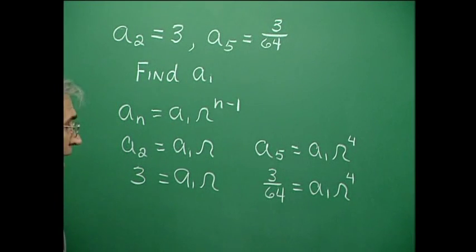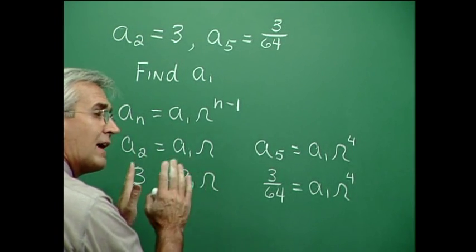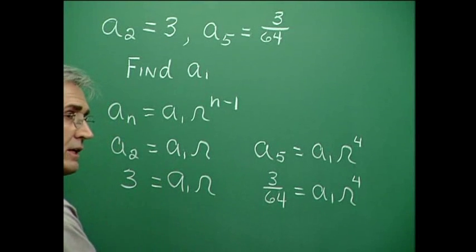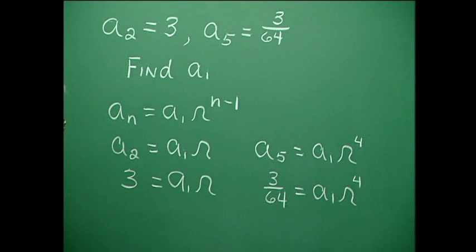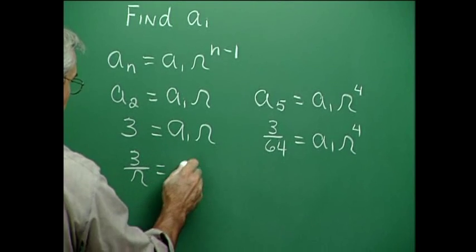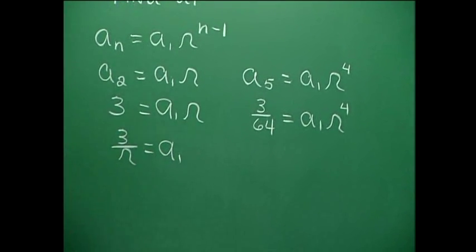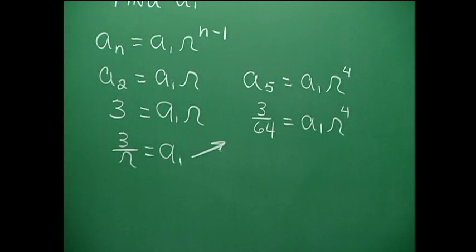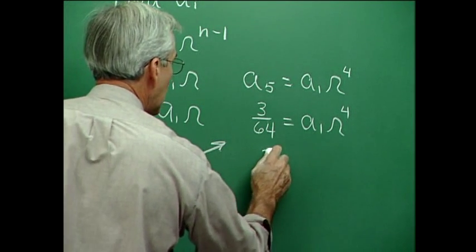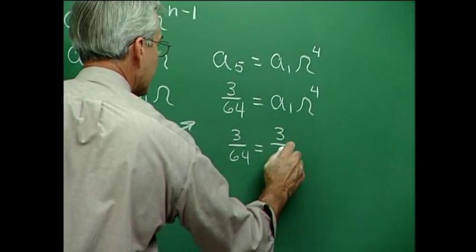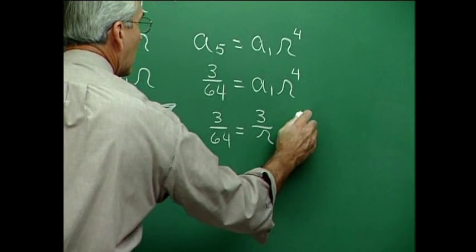And we can do that by just finding or solving for one letter in one equation and putting the information into the other equation. That's by substitution. So it's pretty easy here to solve for a sub 1. If I do that, I get 3 over r equals a sub 1. Notice I'm just dividing on both sides by r. All right, with this information, I pop it into the other equation. If a sub 1 is this fraction, then I have 3/64 equals this fraction times r to the 4th.